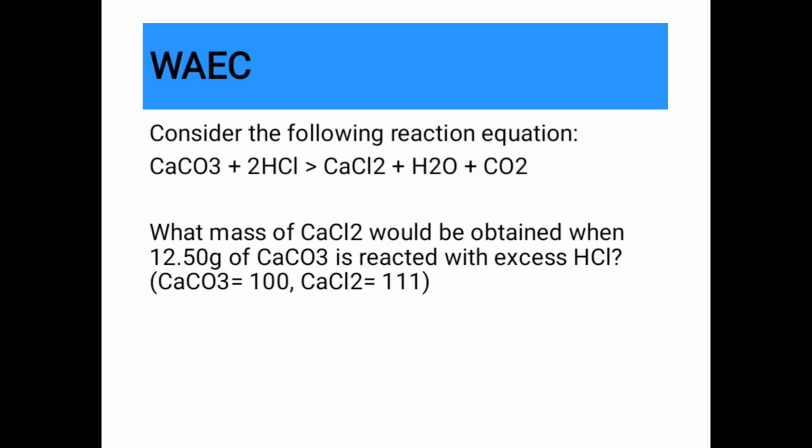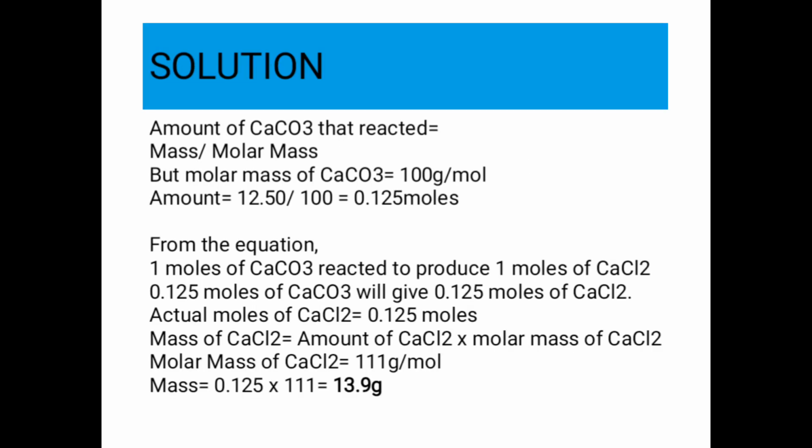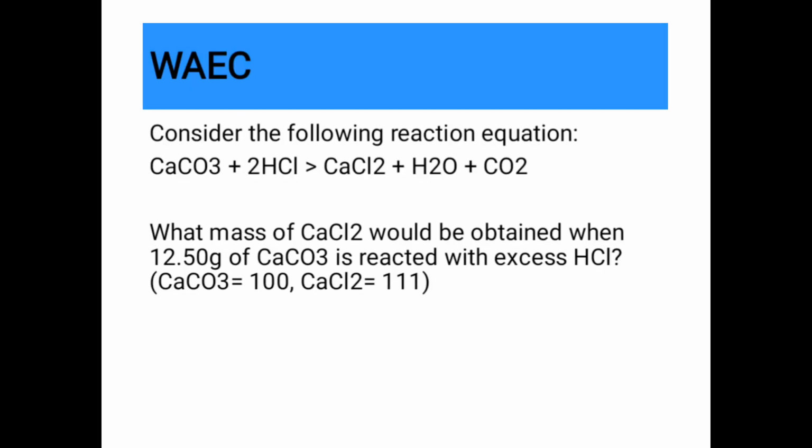Okay, to do that, the first thing to do when you are solving questions like this is to convert the mass to mole, then relate them, then find the unknown. Very simple. For the first question, WAEC has helped you to write out the equation. For other exams, you have to write out the equation and balance it. That's step 1.